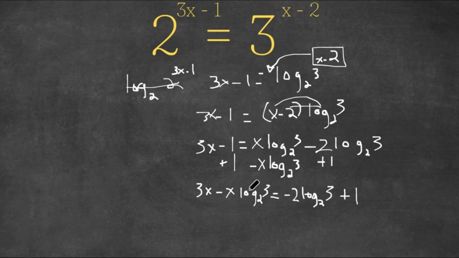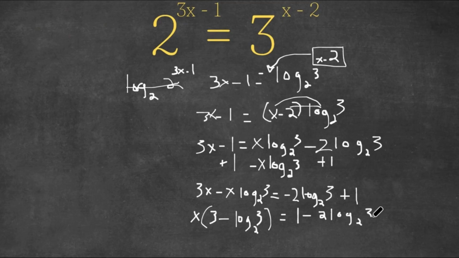Alright, so now we're going to factor out x from this expression. So if we factor out x, well, 3x divided by x is simply 3 minus x log divided by x is simply just log subscript 2 of 3, and this equals, well, I could just say 1 minus 2 of log subscript 2 of 3. All right, so now let's bring this over here.